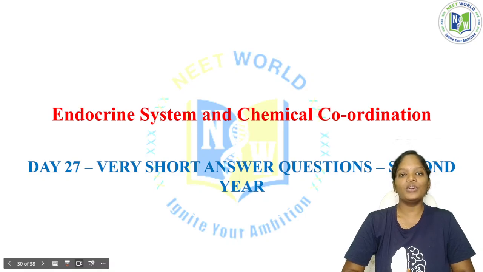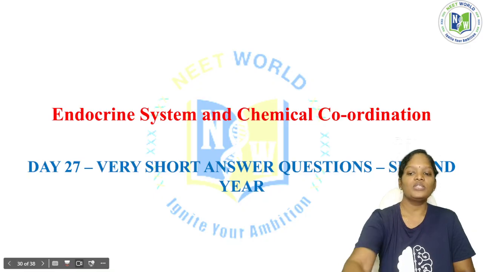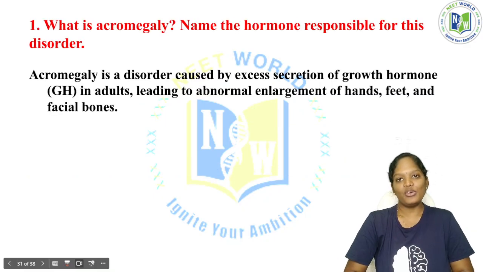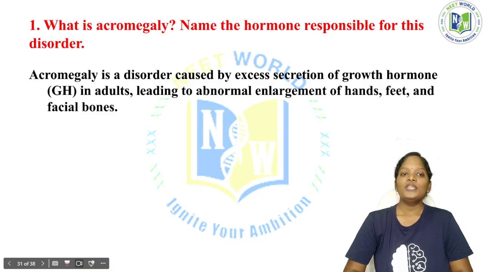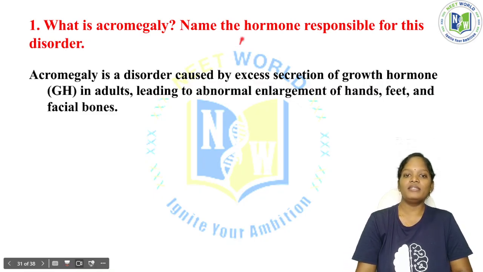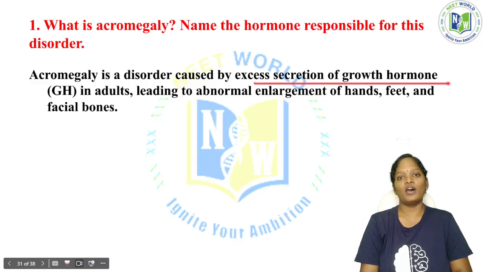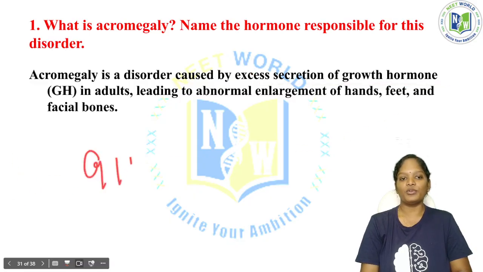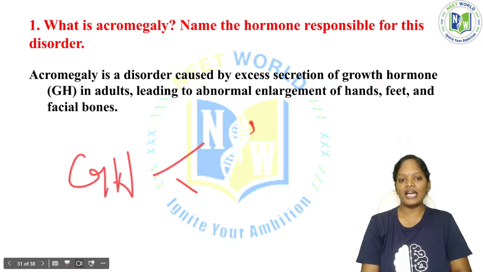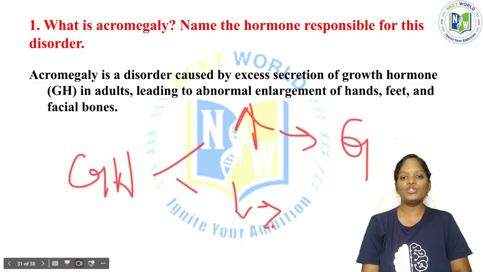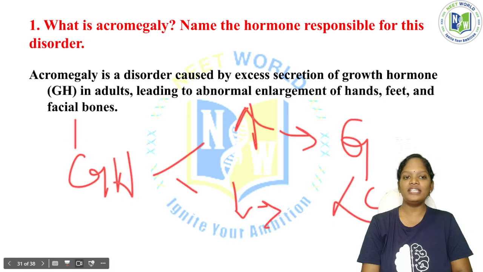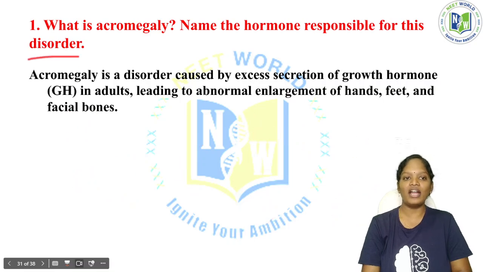Now come to the endocrine system and chemical coordination. Okay. So the first question will be, what is acromegaly and name the hormone responsible for this disorder. So acromegaly is a disorder caused by the excess secretion of growth hormone. See, there is a growth hormone. If the growth hormone secretion is higher, it leads to gigantism. If it is lower, this leads to dwarfism. Okay, again if it is higher in adults, that condition is called acromegaly.